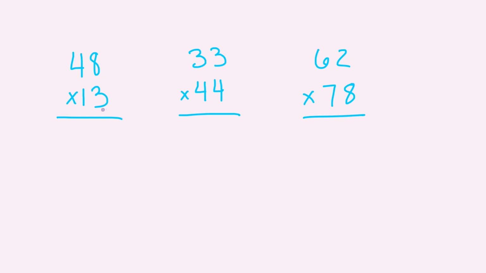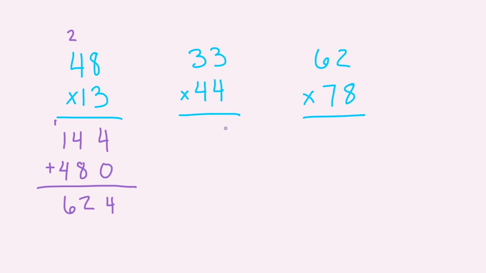48 times 13. 3 times 8 is 24. We carry the 4. 3 times 4 is 12. Plus 2 is 14. Drop the 0 down. Now we have 1 times 8 is 8 and 1 times 4 is 4. We add together these two rows. 4 plus 0 is 4. 4 plus 8 is 12. Carry the 1. 1 plus 1 plus 4 is 6.